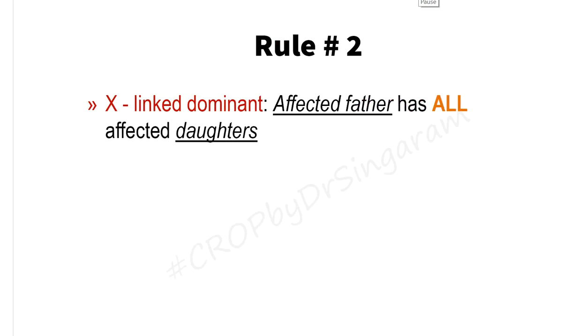So that is rule number 2. What is rule number 2? X-linked dominant pedigree means an affected father has all affected daughters. Just know this rule by heart: an affected father has all affected daughters. If you look at this type of pedigree, don't make the mistake of calling it autosomal dominant. Please mark it as X-linked dominant.